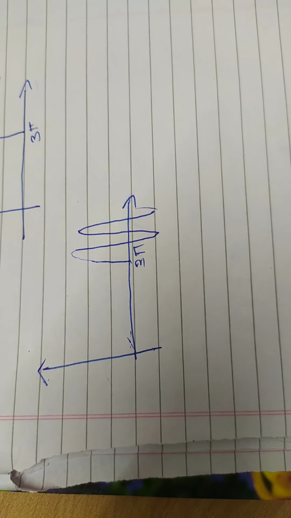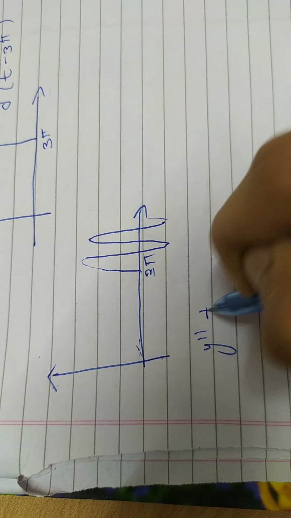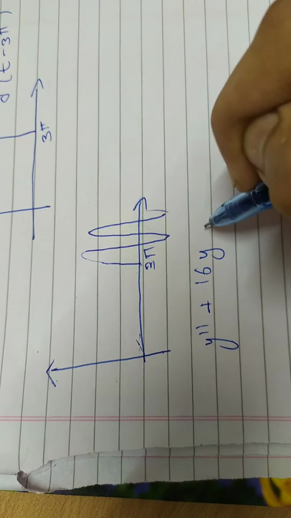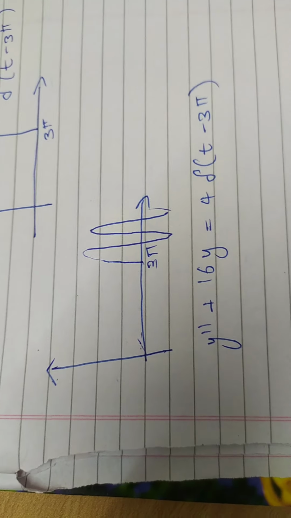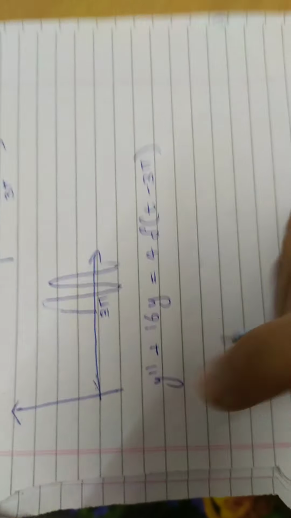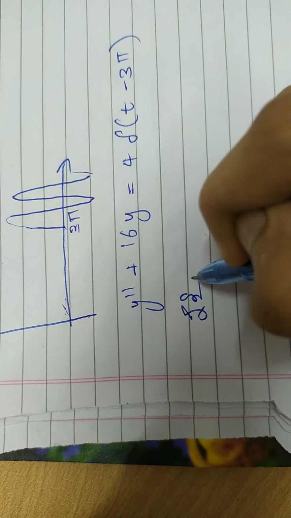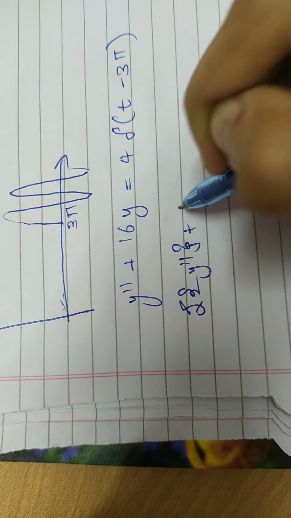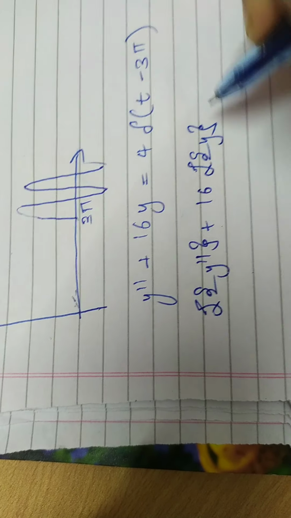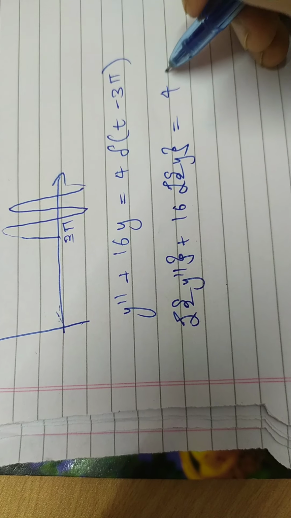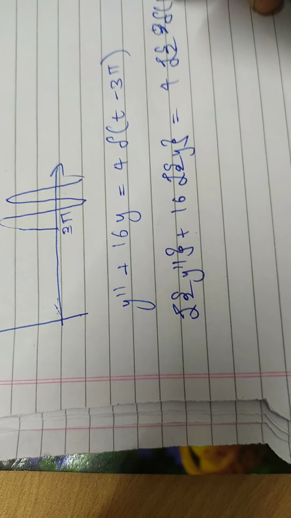The third part involves solving the ODE. So first off, let's write the ODE down: y double dash plus 16y equals 4 times the delta function at t minus 3 pi. First, we take the Laplace transform on both sides. So we get the Laplace transform of y double dash plus 16 times the Laplace transform of y equal to 4 times the Laplace transform of the delta function at t minus 3 pi.